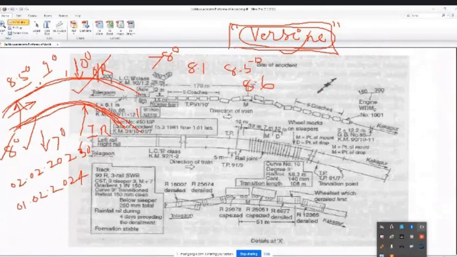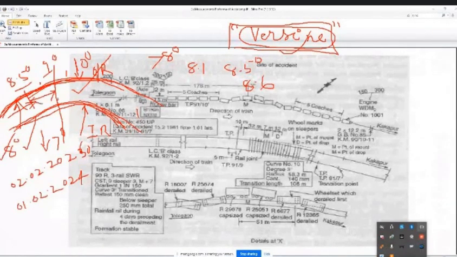Okay. So how to measure is very simple. Versines will be measured on the outer rail. On this you have to measure. Say first, here is the point of the mount. So here you take a 20 meter cord. So here this distance you have to measure.